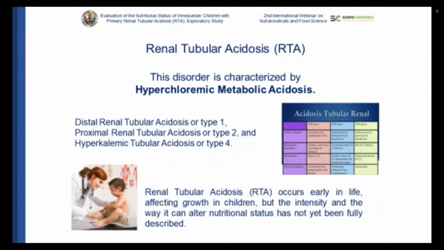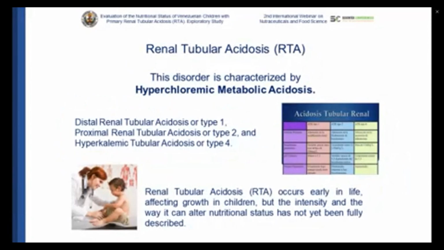RTA is classified into 3 main groups according to the area of the renal tubule that is affected. Distal RTA or type 1, characterized by a failure in the excretion of hydrogen ions. Proximal RTA or type 2, characterized by a failure in bicarbonate reabsorption. Hyperkalemic RTA or type 4, characterized by very high potassium levels. Type 3 RTA is a combination of type 1 and type 2.